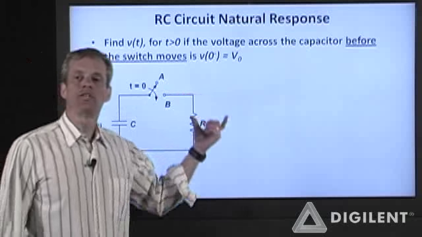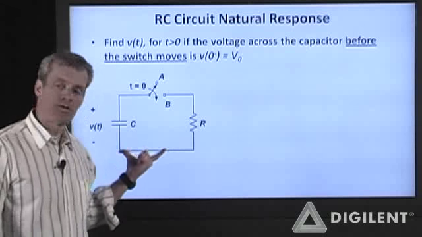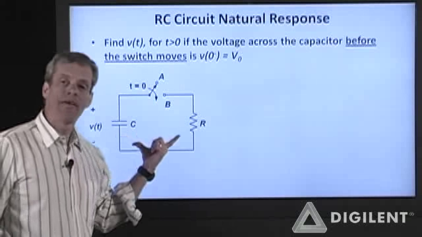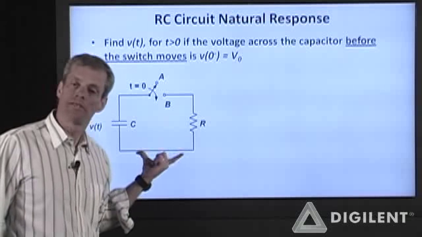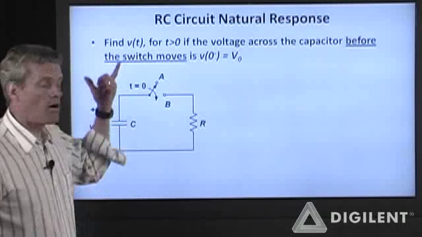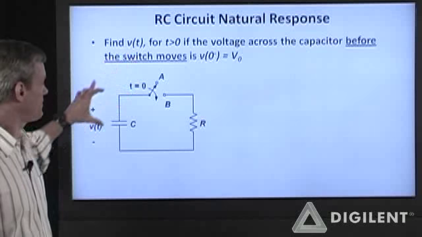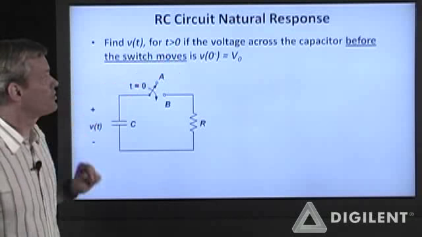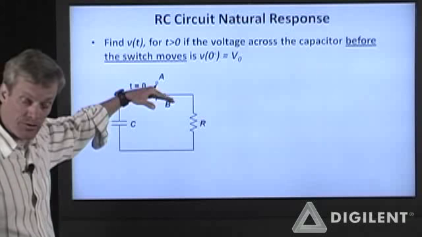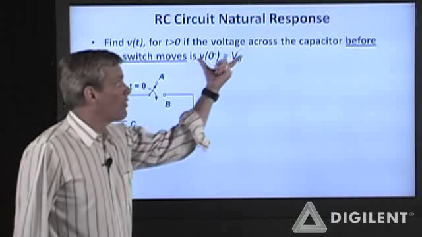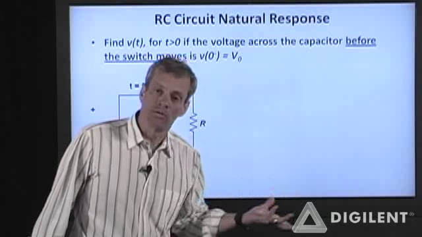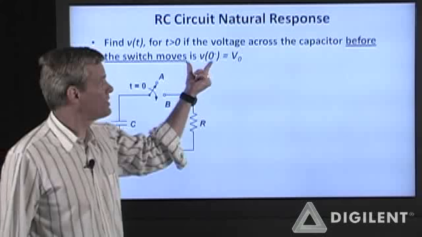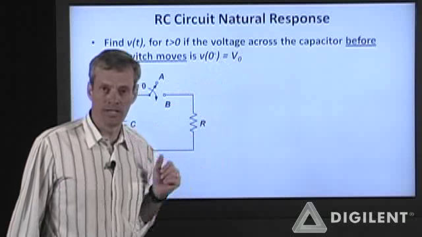Okay, now let's actually determine the response of this circuit to this change in switch position. So we'll mathematically determine the natural response of this RC circuit. So our problem statement is to find V of t, the voltage across the capacitor, as a function of time for times greater than 0, so after the switch has been closed. We're going to claim that the initial condition which we have to be given is that the voltage across the capacitor before the switch moves is V equal to V0.